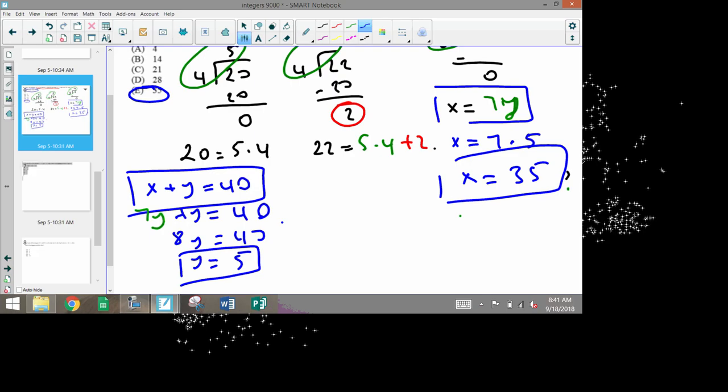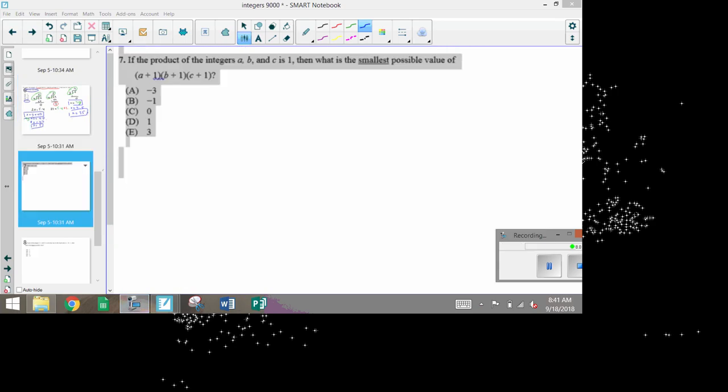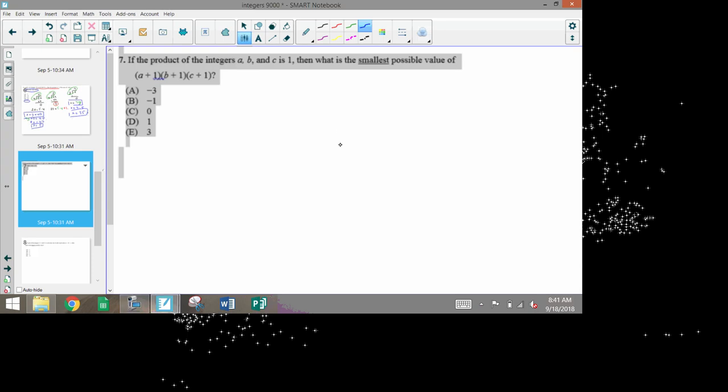Okay, next, are you guys going to write this one? The product of the integers a, b, and c is 1. So let me write down how to translate this sentence into math. Product means multiplication. a times b times c is equal to 1. If you remember, we solved a similar one, right? But in that case, it was asking us for the greatest one. So then what is the smallest possible value of this? Okay, they already underlined this, the smallest possible value of this multiplication.